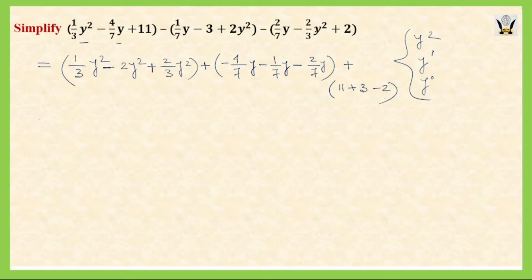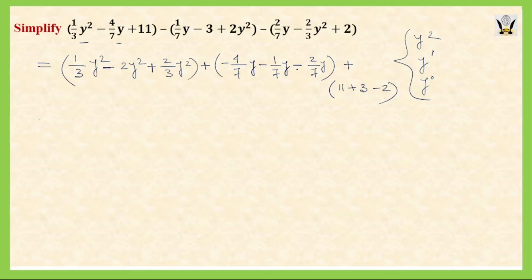Then in the third expression we have minus 2/3 y square, but we are again subtracting this whole third algebraic expression, so the term will be taken as positive: minus minus plus 2/3 y square. Then in the second bracket we have taken minus 4/7 y. From the second expression we have 1/7 y, and we are subtracting, so minus 1/7 y. Then in the third expression we have plus 2/7 y, and since we are subtracting, again it will be negative, minus 2/7 y.